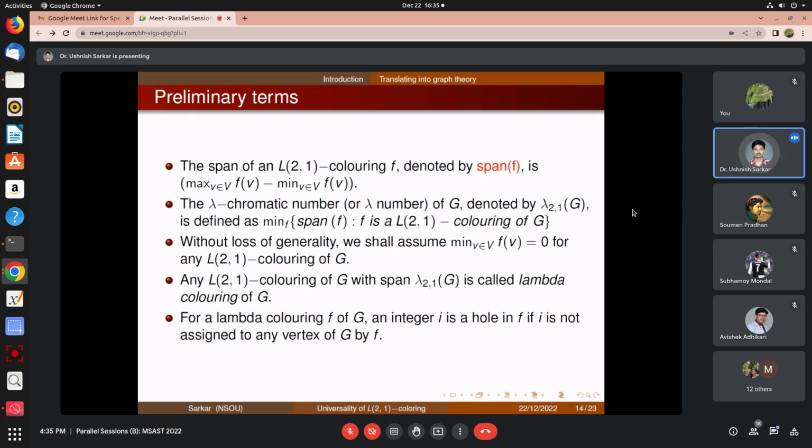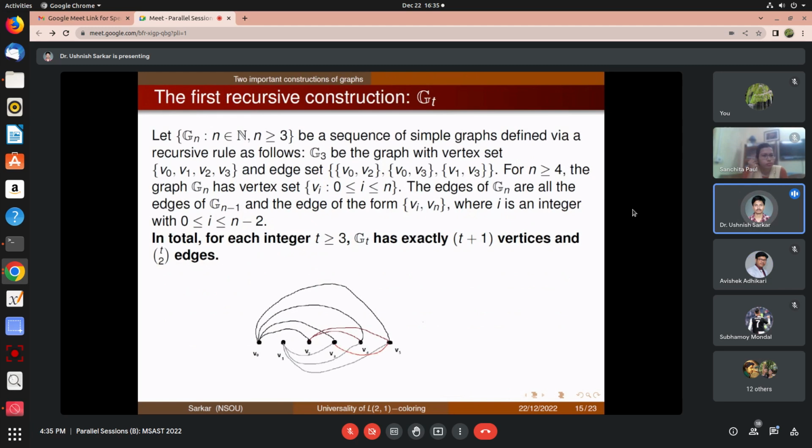Okay, and we have also seen what a hole is here. Any integer in between the minimum and maximum which is not used as a color is said to be a hole. Now, let's talk about some important constructions, as they are important in our discussion.